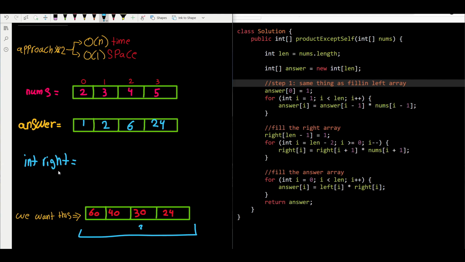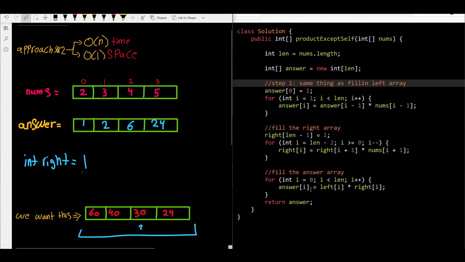Well, let's see. We said the right will hold the product of all the numbers to the right of each index. Now we are at index 3. So do we have anything to the right of the number 5? Well, we have nothing. And we said when we don't have anything, we put the value 1, right? So this right variable will start with the value 1. Now 1 times 24 would give us 24.